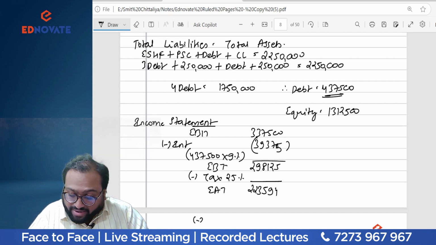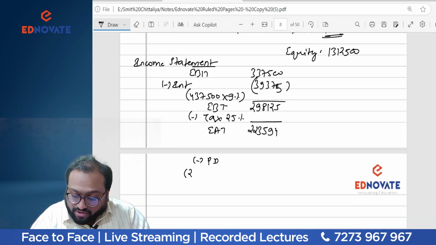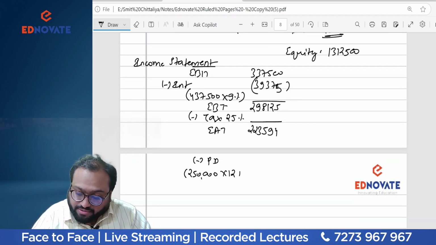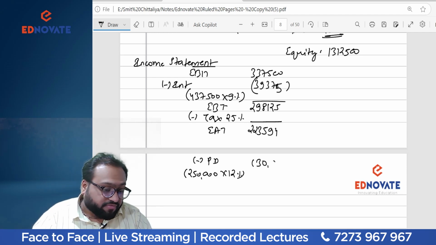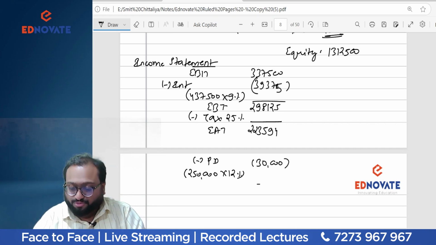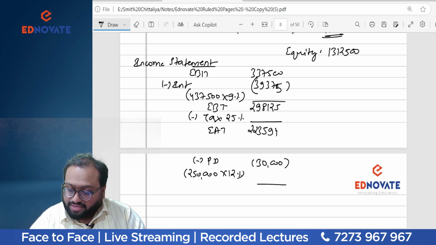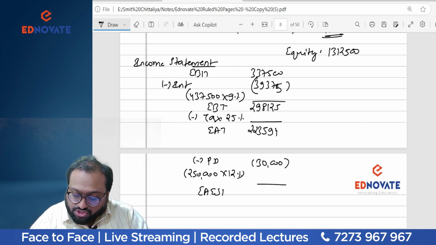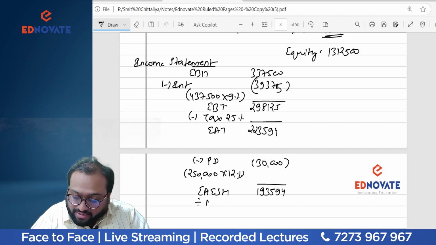2,23,594 minus preference dividend, and the rate of preference dividend is 12%. So 2,50,000 into 12%, which will be 30,000, which they have rightly taken in the income statement. How they have forgotten to take it over there, I don't know. So it will be 2,23,594 minus 30,000. It will be earnings available for equity shareholders, which will be 1,93,594 divided by number of equity shares, which are 75,000.